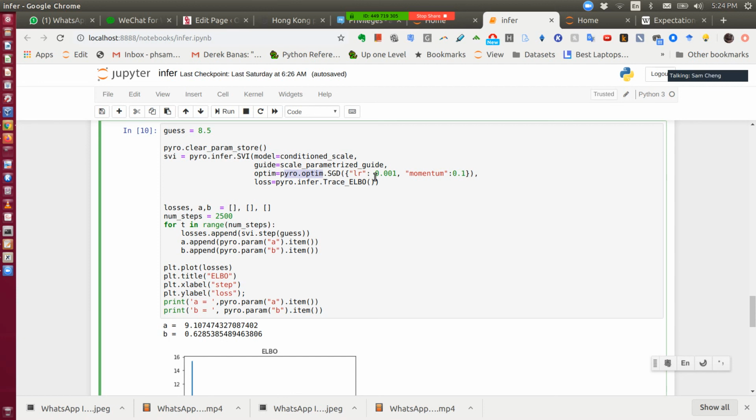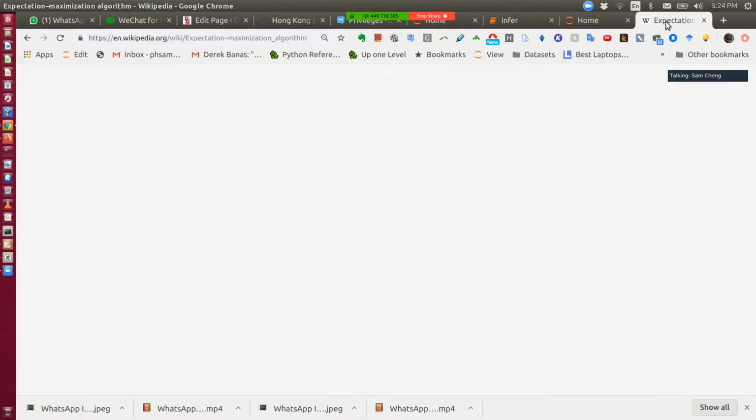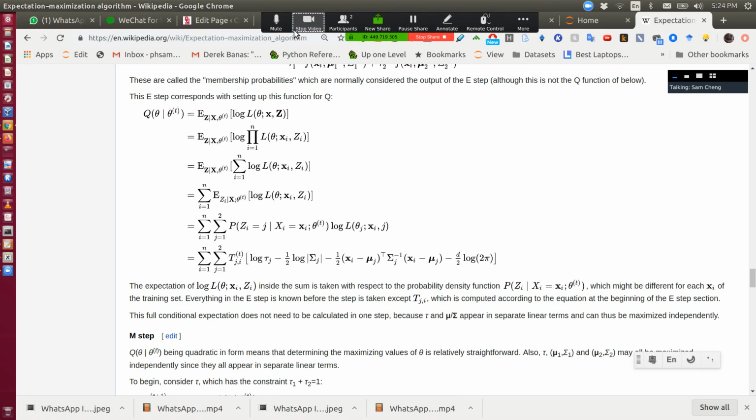Where can we find this one? Okay, this is an IPYNB. This is a notebook. Okay, this is just the documentation they have. They have lots of examples.